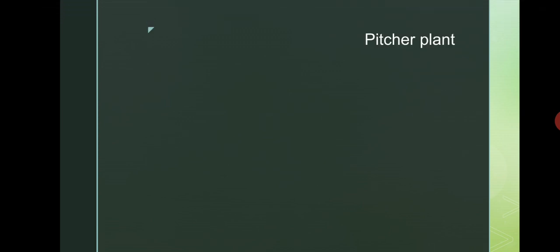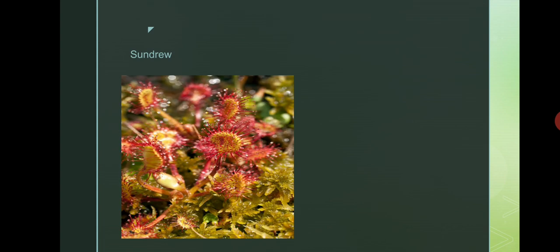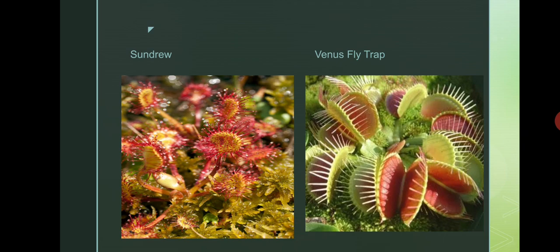What are the names? First, pitcher plant. Look, this is the picture of a pitcher plant. Second, sundew. This is the picture. And third, Venus flytrap. Look, this is the picture. Now, what is the procedure? I will explain the procedure only for the pitcher plant.